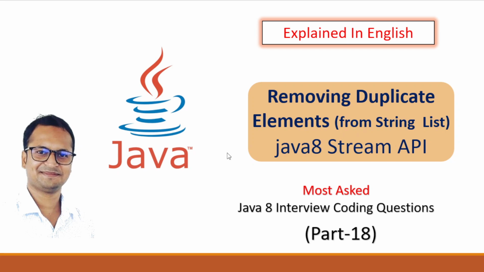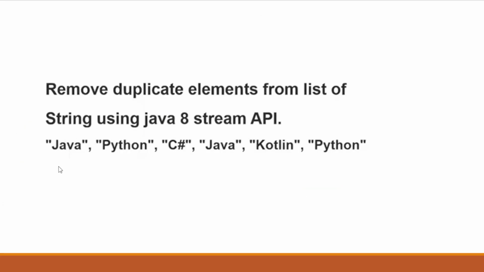So guys, what we have to do, we are given some list like Java, Python, C Sharp, then again Java, Kotlin, Python, means a list of strings would be given. So what we have to do, we have to remove the duplicates and we have to print the unique elements. This is for the string.